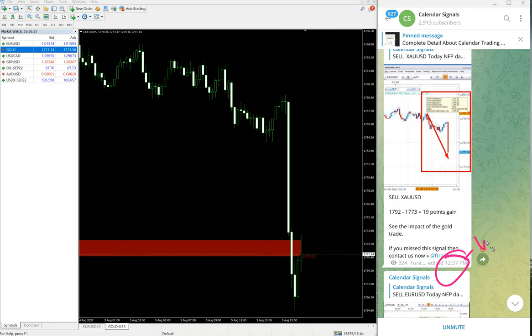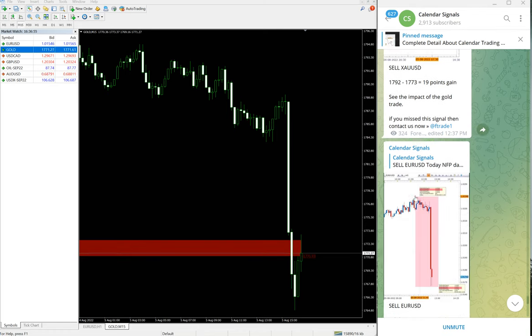Again at 12:37 p.m. GMT, we updated 19 points gain. At that time, low traded was 1773, around here. It was trading at that time. It went further down, and hence 27 points gain on gold. Again, huge profit on gold signal today.